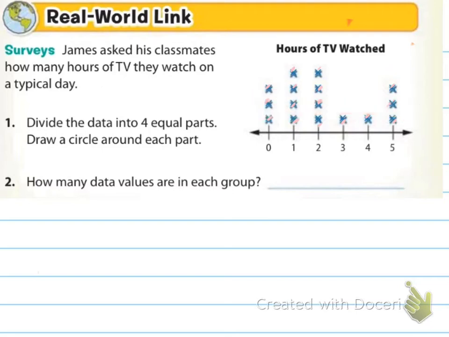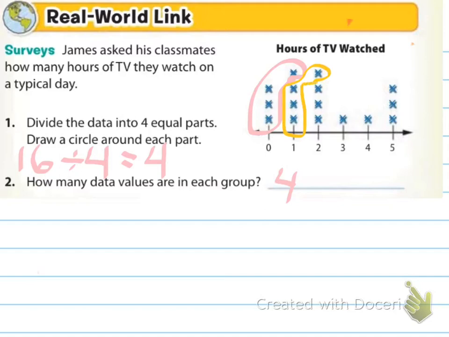Oops, sorry, I meant to erase that. 16 altogether. And so we're going to divide that data into 4 equal parts. So there's going to be a group of 4 in each part. So how many data values are in each group? It'll be 4. And when we separate it, we'll have 4 here, 4 here, 4 in this group, and last but not least 4 in this group.